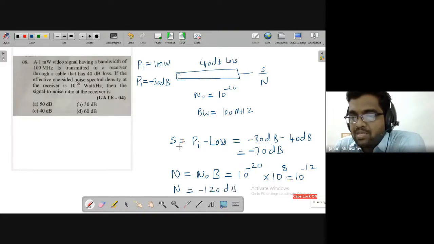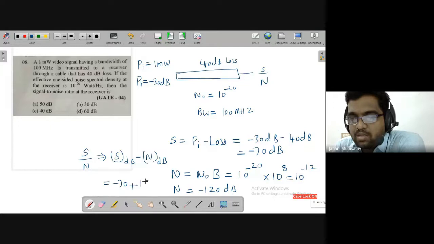Now I know the signal power and I know the noise power. So we want to find the signal to noise ratio, or otherwise in terms of dB, signal power minus noise power. In ordinary numbers, we have to take the ratio. In terms of dB, we have to find the difference. So what is the signal power? Minus 70. What is the noise power? Minus 120. Already minus is there. So 50 dB is the answer.